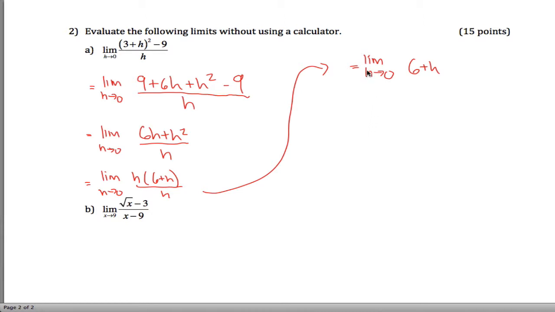Anyways, this is a limit I can evaluate. I couldn't evaluate this limit immediately because it gave me this undefined thing, but I can evaluate this. I can change all the h's into zeros. I can just say that's 6 plus 0, which equals 6, which is the answer.